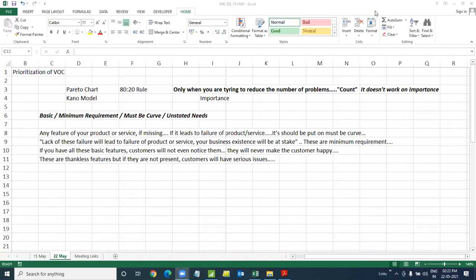Is the Kano model applicable to all industries? Absolutely 100%. It is applicable to every industry, every situation. It's applicable in the real world, real life also. Basic features are the ones without which you cannot live. These are minimum requirements which must be there. So it is applicable irrespective of what industry you're dealing with, what department, domain, doesn't matter at all.